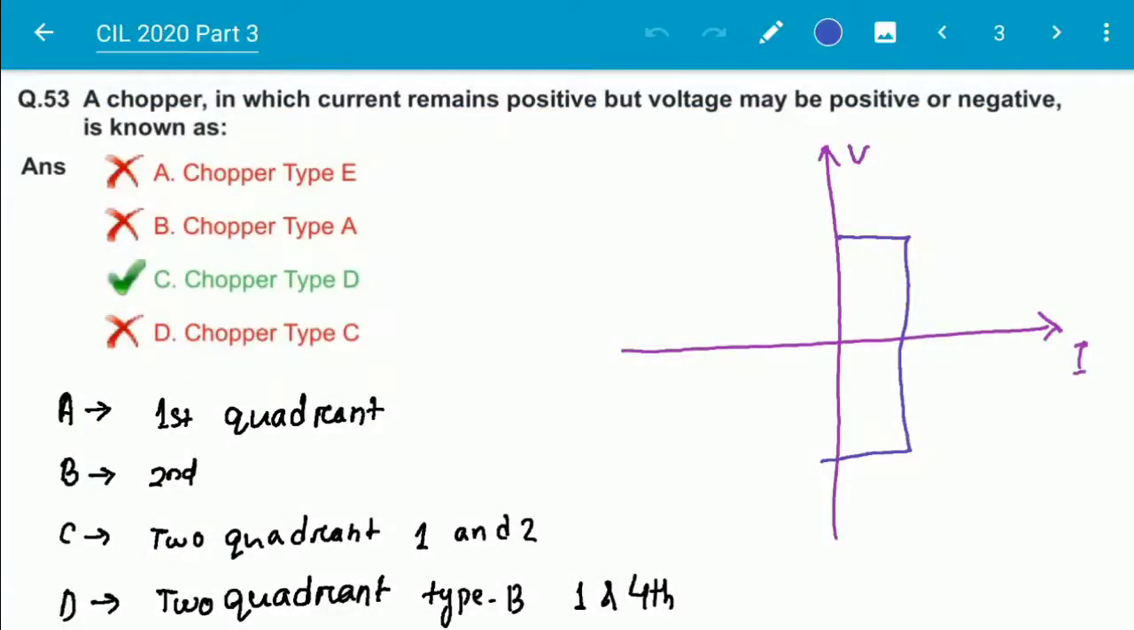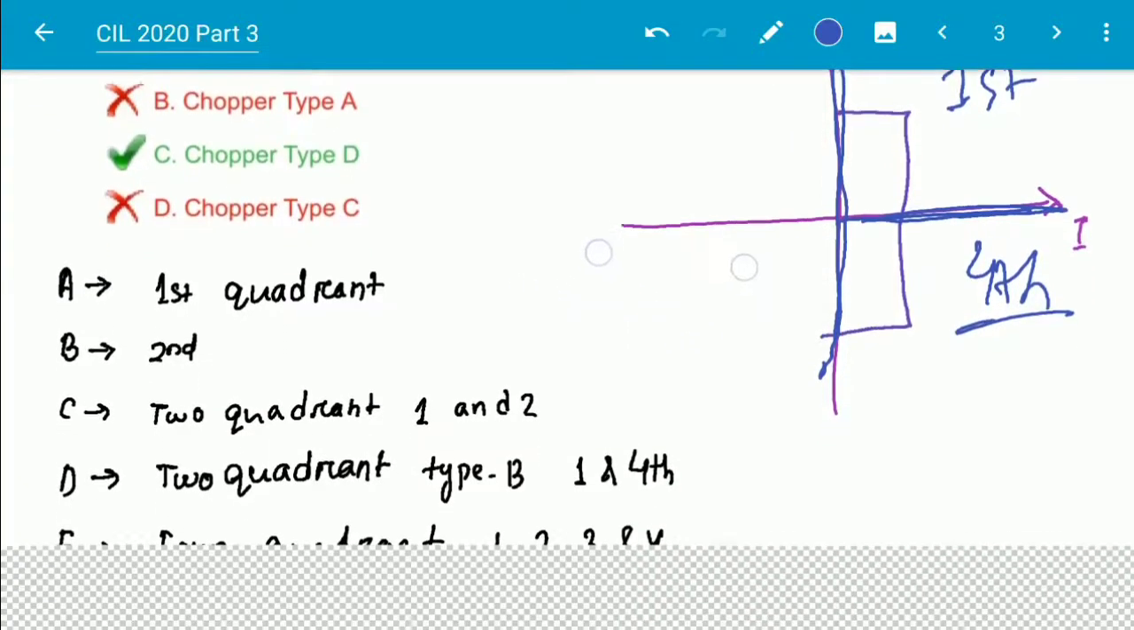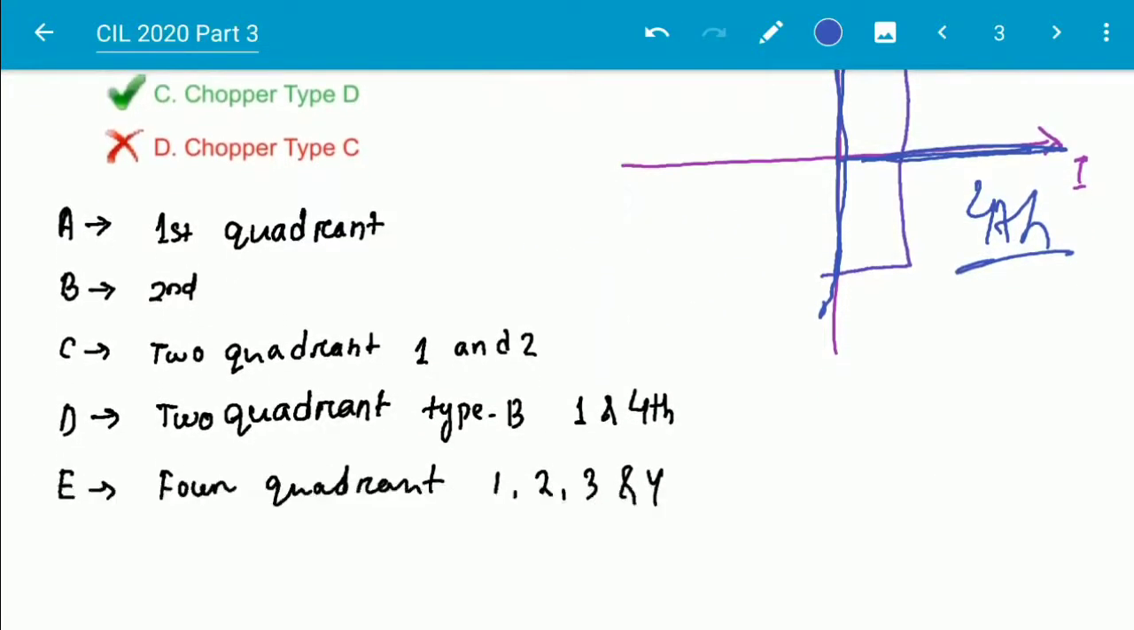Next question, a chopper in which current remains positive but voltage may be positive or negative. This is the graph. Current is always positive but voltage may be positive or negative. That means the operating quadrants are the first quadrant and the fourth quadrant. If we recall the chopper operations, type A chopper operates only in the first quadrant, that is, both voltage and current are positive.